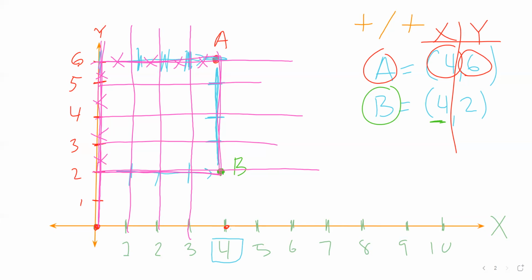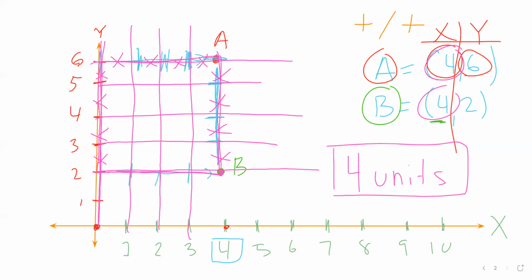Well, they're not any further on X. X is the same. But the distance between B and A here is 1, 2, 3, 4 units. So our answer is 4 units when asked what is the distance between these 2 points.